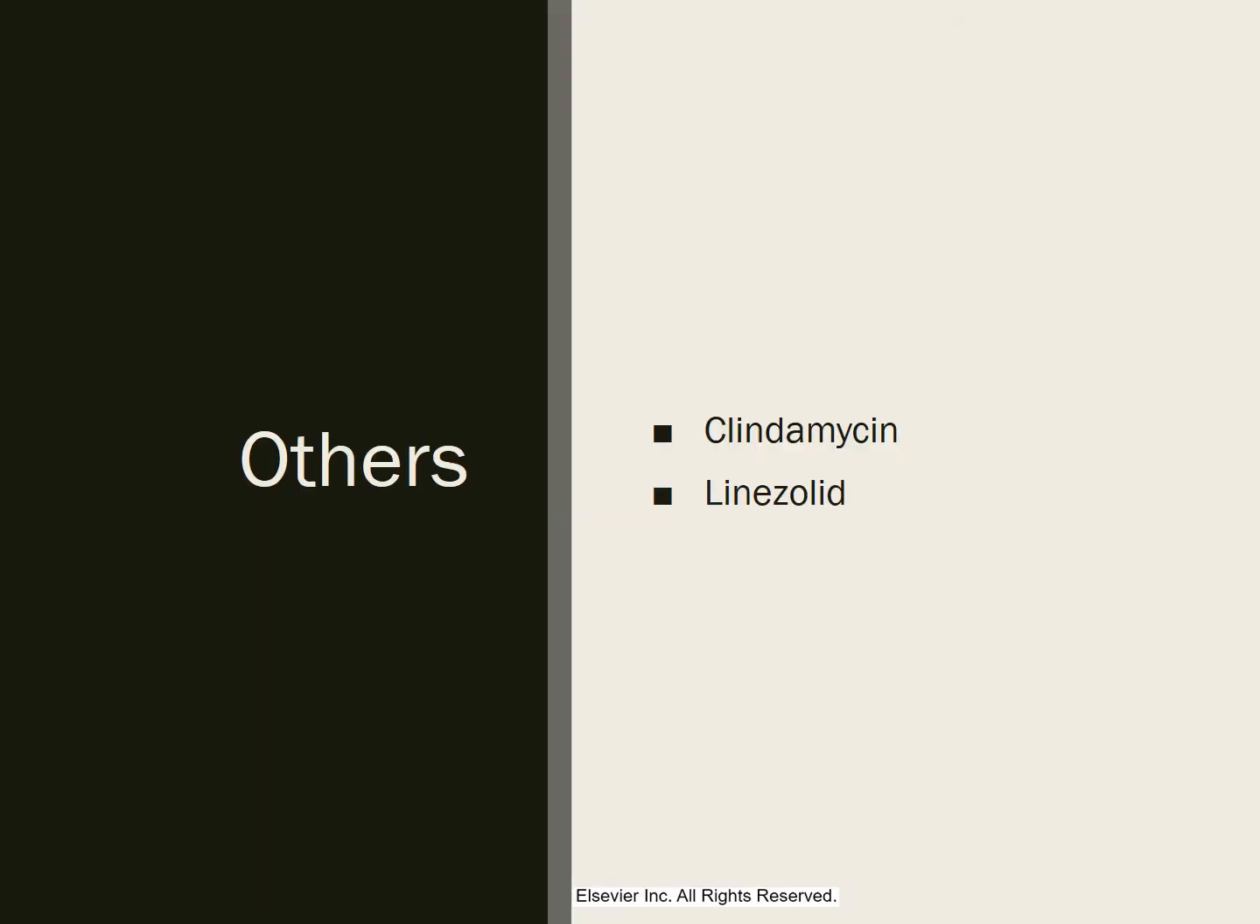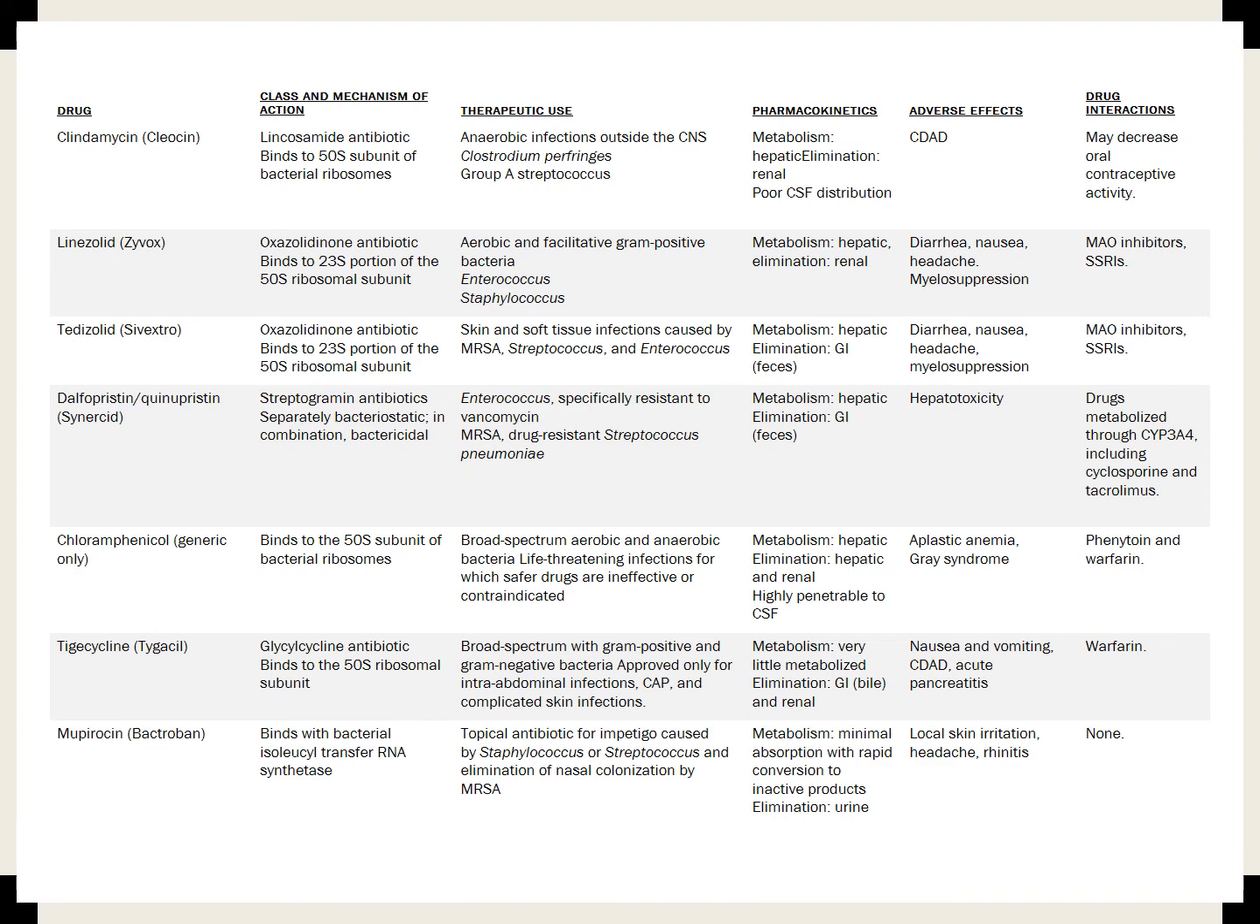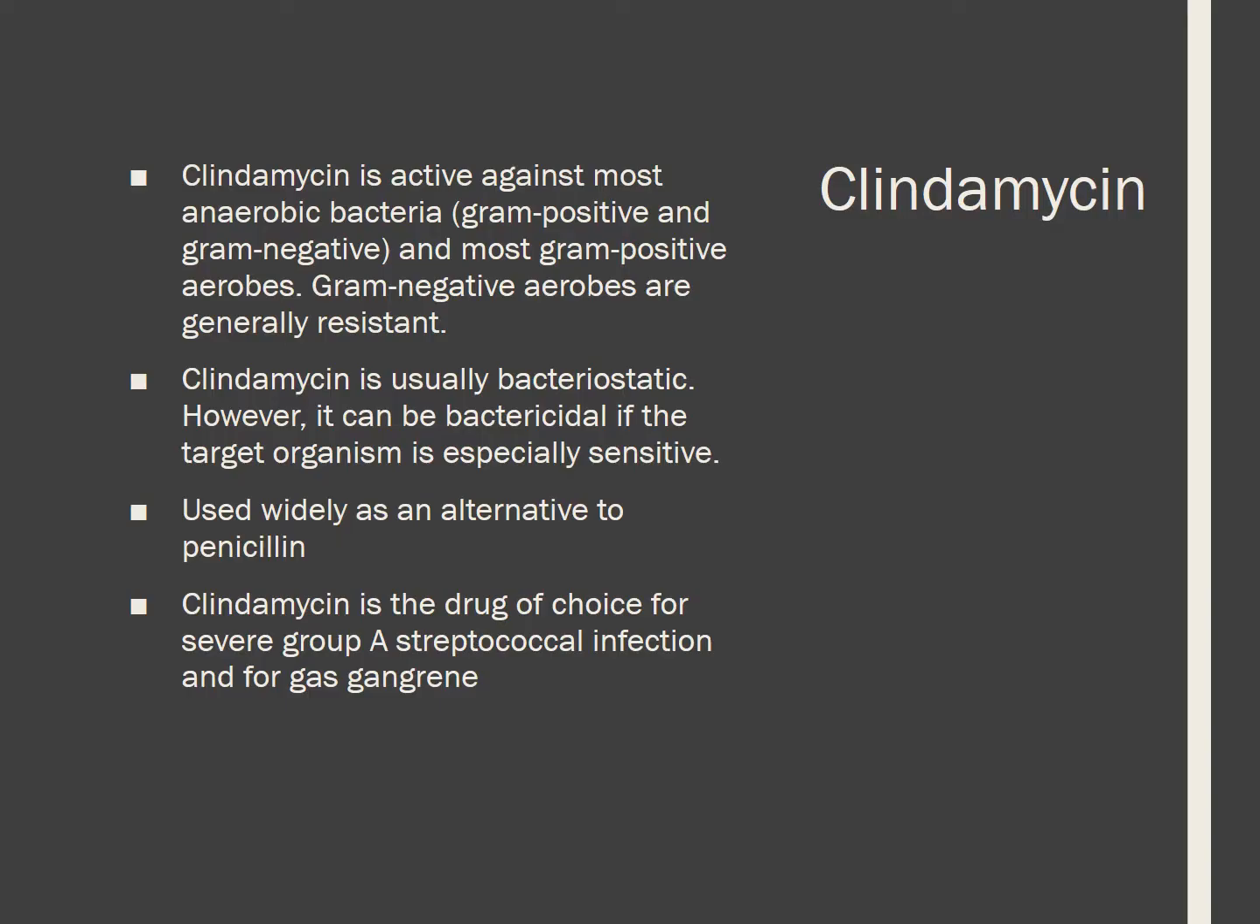Now we're going to move on to other bacteriostatic inhibitors of protein synthesis. The other drugs specifically that we're going to talk about are clindamycin and linezolid. Clindamycin is active against most anaerobic bacteria, including gram-positive and gram-negative, and most gram-positive aerobes. Gram-negative aerobes are generally resistant.